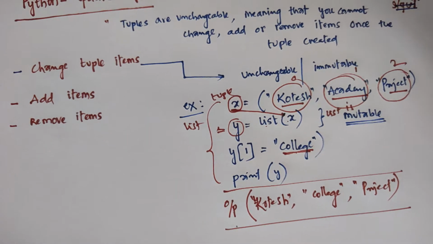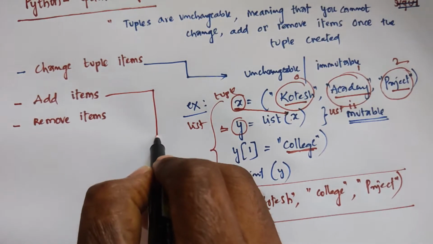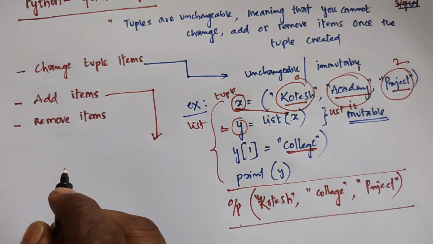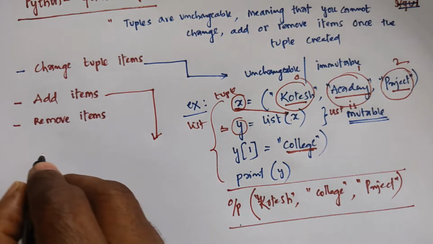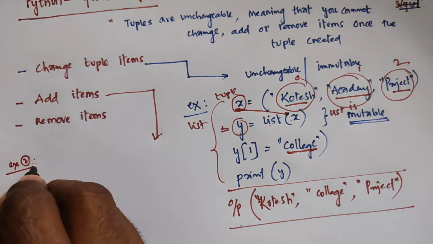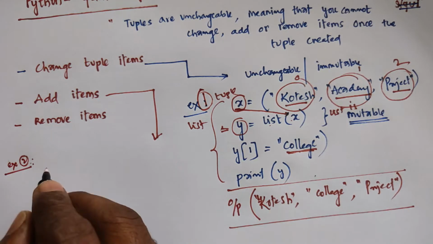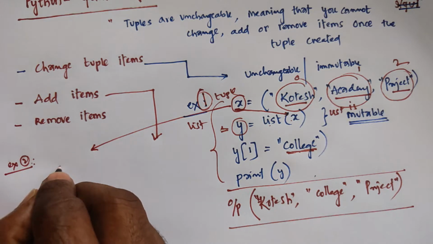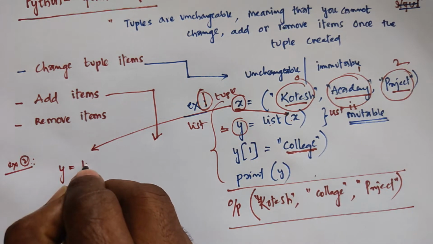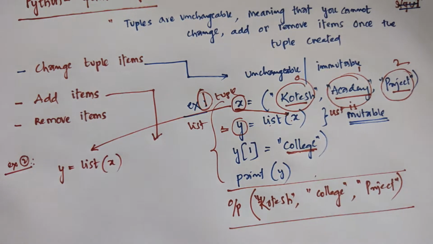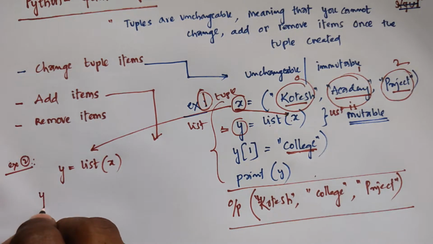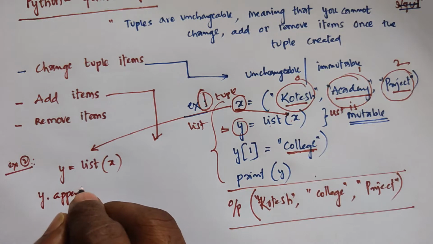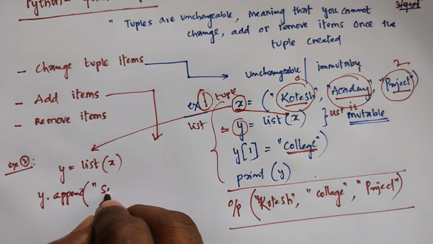Next, this procedure is very similar to list, but before that we have to convert from tuple to list. For example, this one is example 2, and that was example 1. Simply we are taking the same x value. Now we consider y is equal to list of x. Then you take y dot append. Append means at the end of the list we add something. At the end we are adding school.